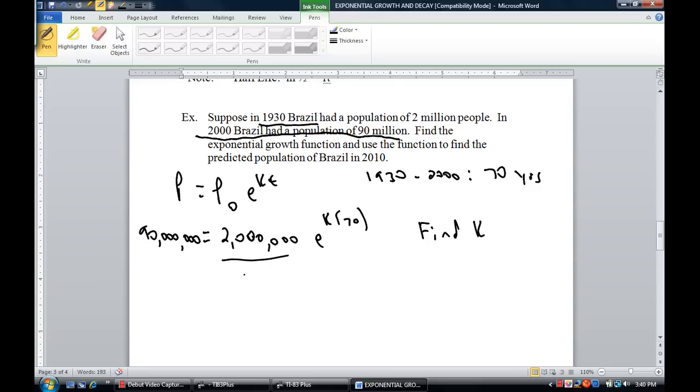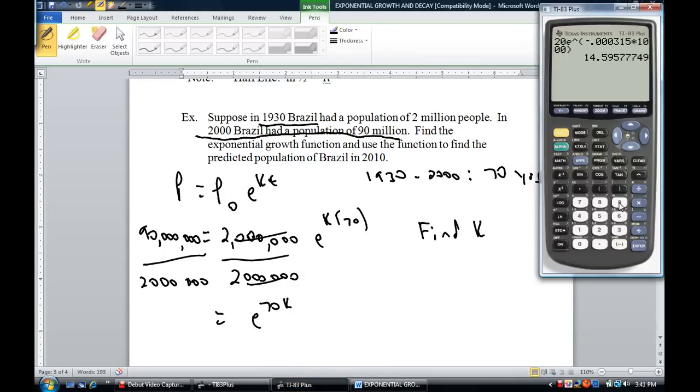So now I'm going to divide both sides by 2 million. I know I'm leaving out commas. It's not that big a deal. Don't worry. And that means on the right side we end up with e to the 70k. I mean, these are all the same kind of steps we've already been seeing. I'm going to type in 90 million, divided by 2 million. And yep, you better get that answer.